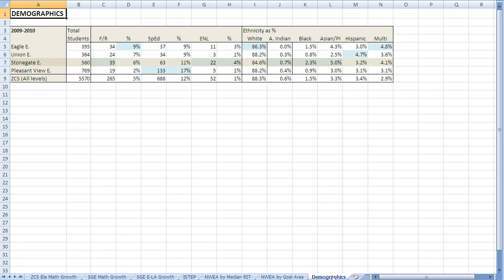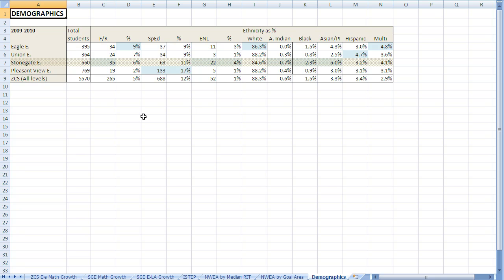The last tab is demographics. Nothing that is prescriptive about this, but simply just a part of the conversation. Sort of cross-hatched Stonegate here, and also the blue highlights indicate which school is the highest in each individual category. There's some factors that sort of influence that in one case or the other, but again, nothing that's prescriptive, but certainly a part of the conversation.